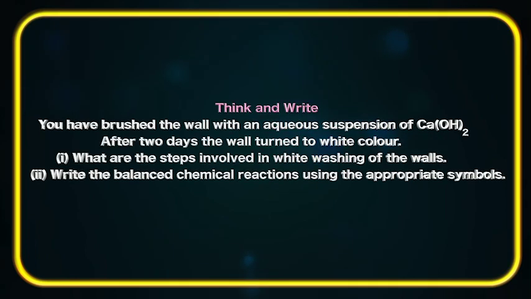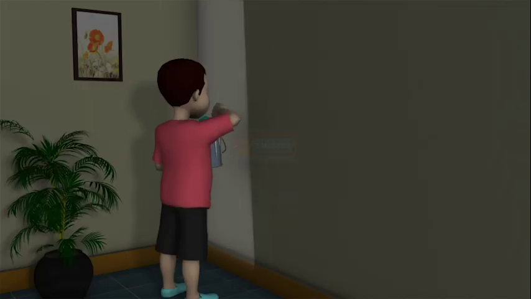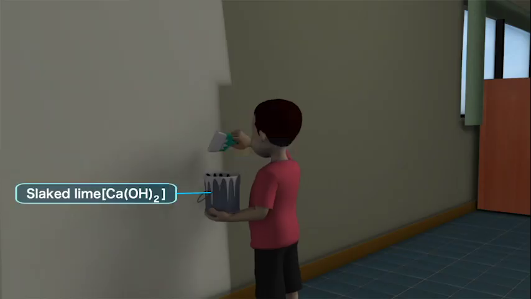You have brushed the wall with an aqueous suspension of calcium hydroxide. After 2 days, the wall turned white in color. What are the steps involved in whitewashing of the walls? Write the balanced chemical reactions using the appropriate symbols. When we apply the aqueous solution of slaked lime on a wall, it is not very white.